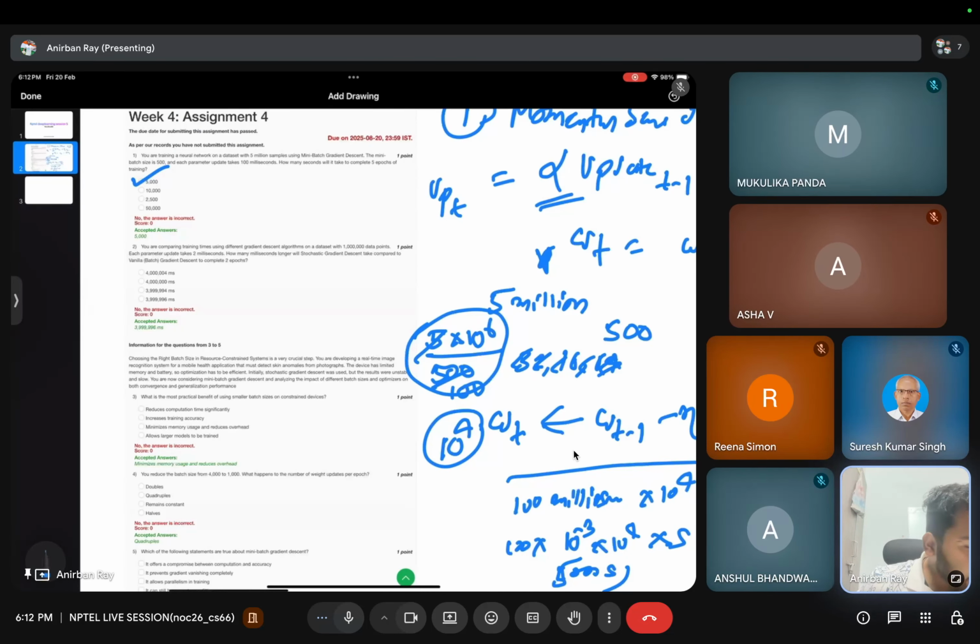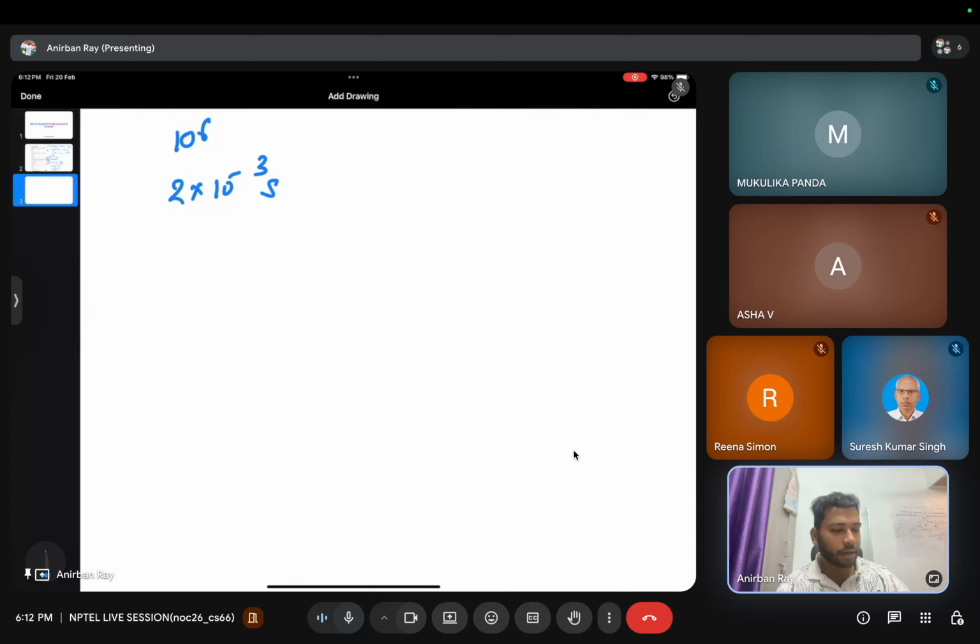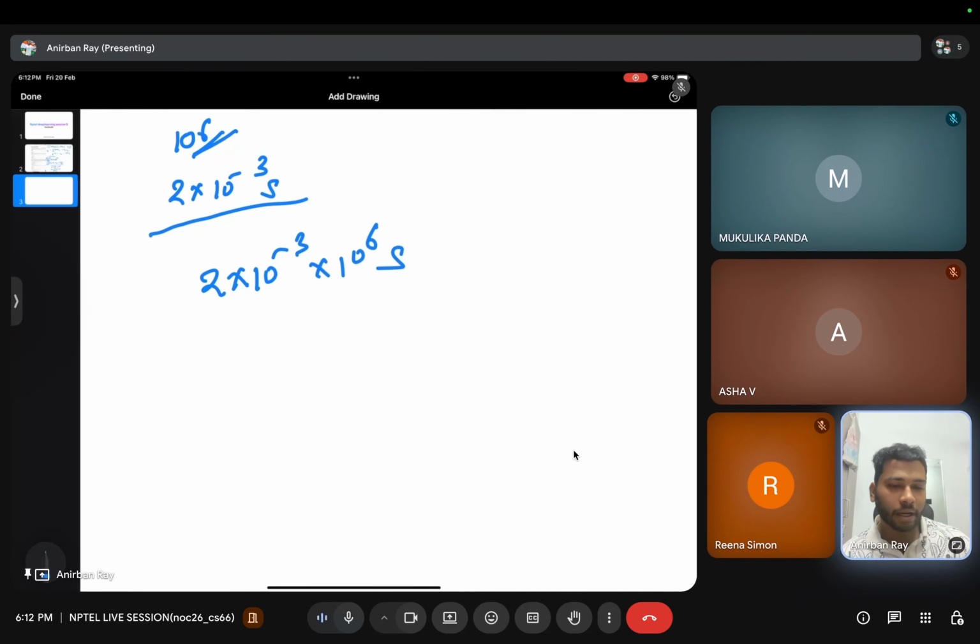How many milliseconds longer will stochastic gradient descent take compared to vanilla batch gradient descent to complete 2 epochs? Stochastic gradient descent updates for each sample. The number of samples is 10 to the power 6, and for each sample there is a gradient update, and each update takes this time. So this is the time for one epoch. For 2 epochs, multiply by 2. This is for SGD.